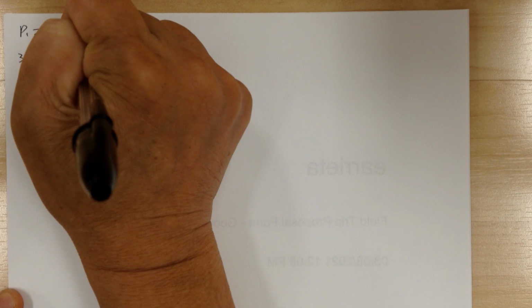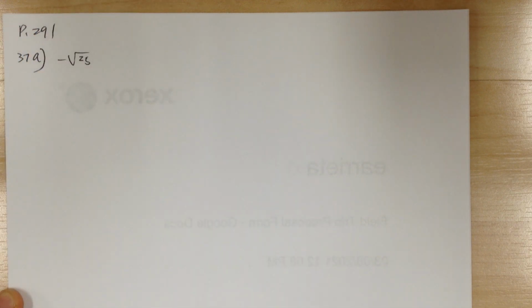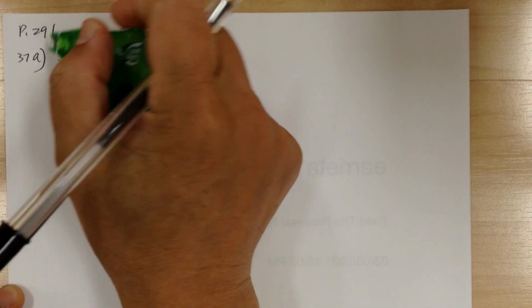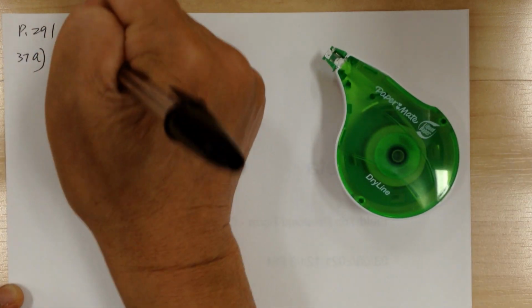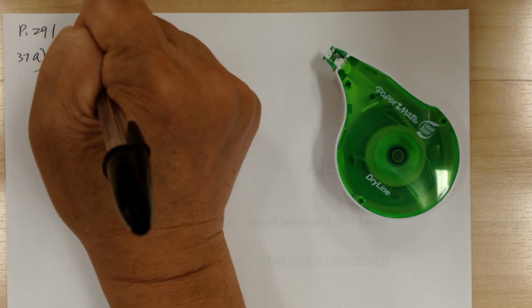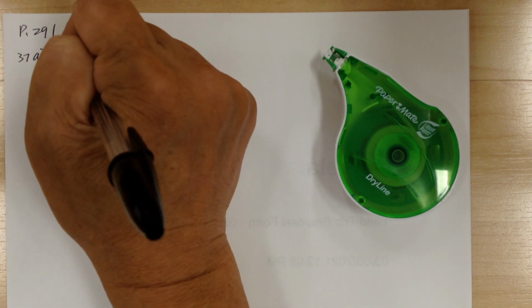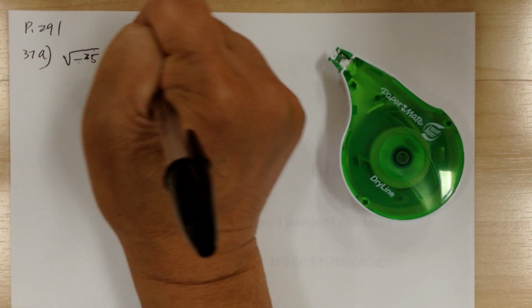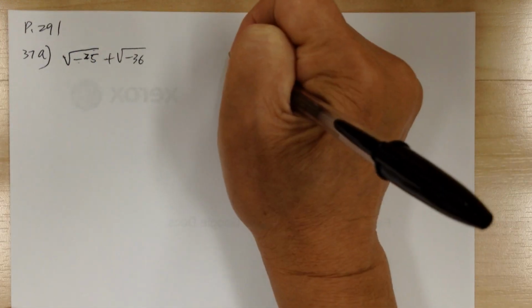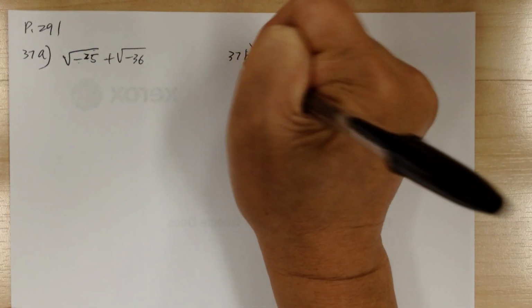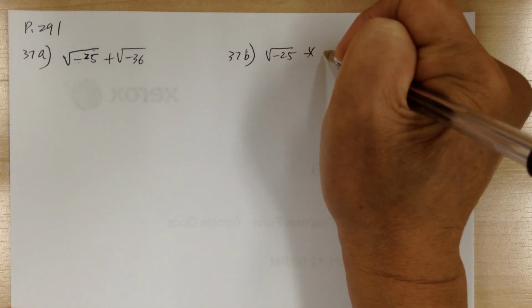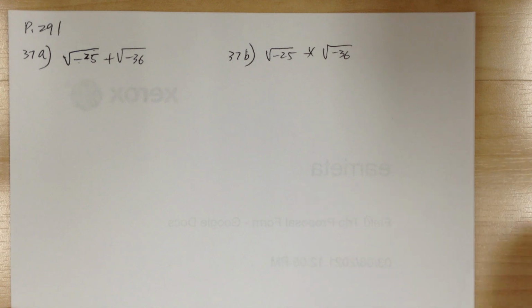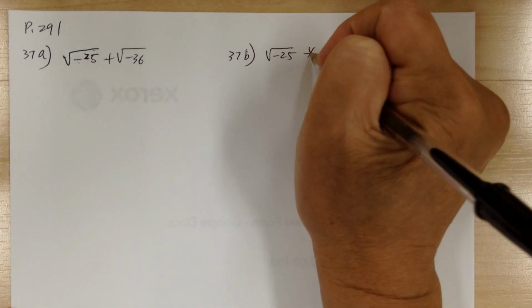Okay, number 37a is negative square root of 20. Oh, the negative is inside. So it's square root of negative 25 plus square root of negative 36. And the b is a multiplication. Okay, so make sure you differentiate between the two.